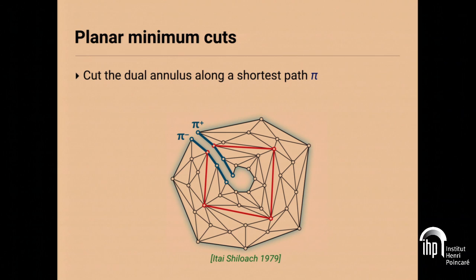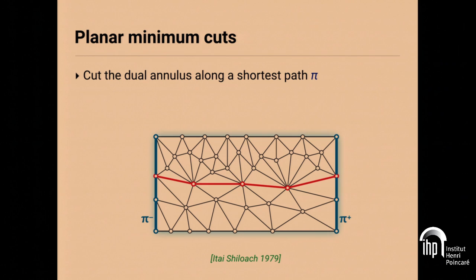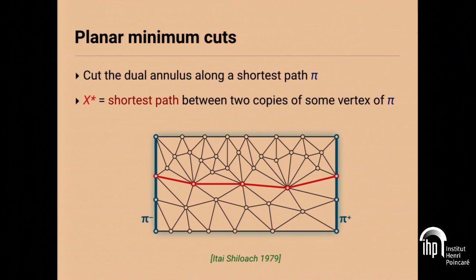Okay, so we're topologists, so we don't really care how the picture is drawn. So I'll just move the embedding around so that it looks like a rectangle. And now we're looking for the shortest path from a vertex on the left to the corresponding vertex on the right. And among all those choices, we want the shortest path.